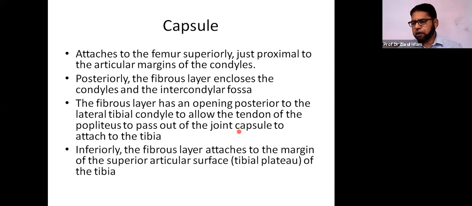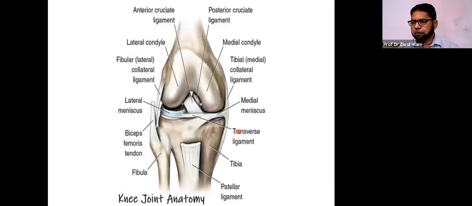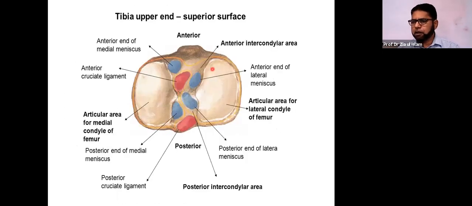Inferiorly, the fibrous layer attaches to the margin of the superior articular surface of the tibial plateau, and that is inferiorly it is attached with the margins of the plateau. This is actually the plateau. The superior surface of the tibia is the plateau, and it gives attachment to the capsule like this. जितने में आपको लाइन नजर आ रही है यहाँ पे कैप्सूल अटैच होता है. मैं आपको उस डायग्राम दिखाऊंगा, आप येलो कलर की लाइनिंग देखेंगे. This is the attachment of the capsule.